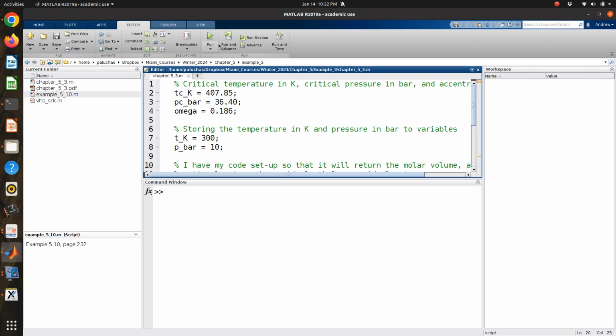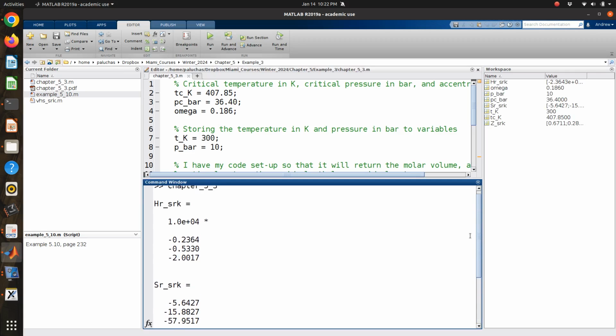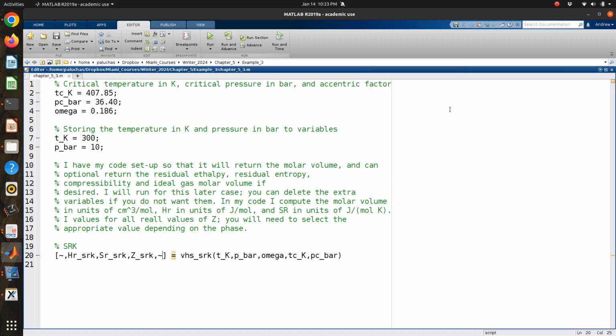Okay, so now I run it. Bam, I get 3 real roots. So I need to choose which root I have. We're going to choose the third root, which corresponds to my liquid. And so let me suppress this.